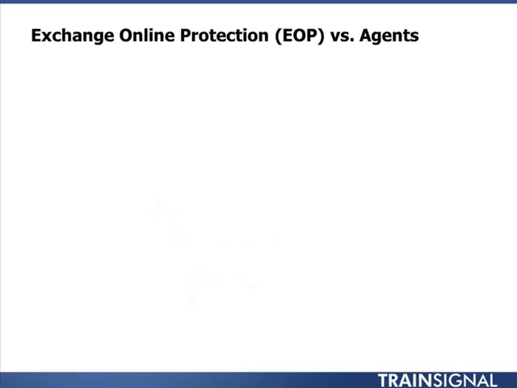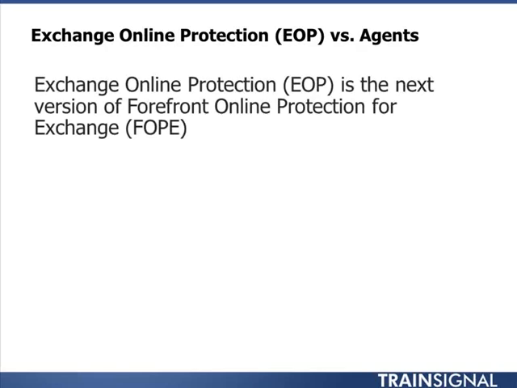For starters, let's talk about the value of going with a hosted anti-spam solution as opposed to working with agents. So Microsoft provides the Exchange Online Protection, EOP, online cloud-based solution. And so Exchange Online Protection is the next version of Forefront Online Protection for Exchange. Perhaps that's a product that you've heard of or worked with in the past.